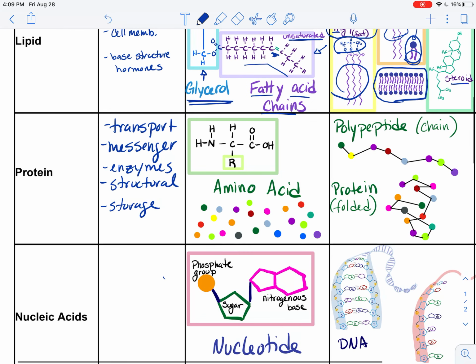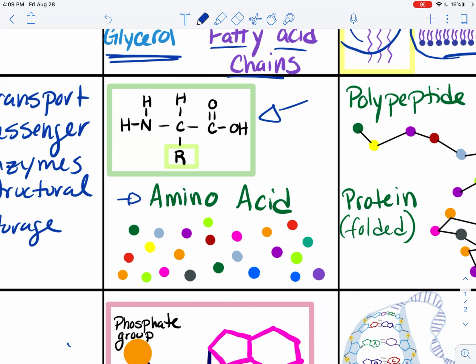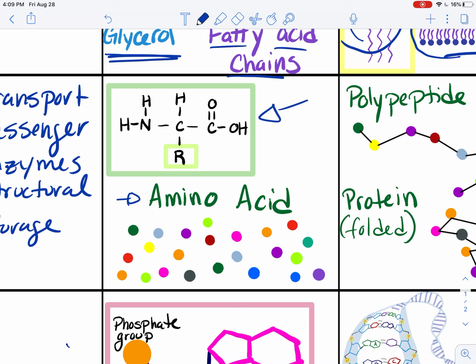Now for proteins, all proteins are made up of things called amino acids. Amino acids are the building blocks of proteins. Every amino acid has this general structure, the one I have boxed in green: nitrogens bonded to carbons, bonded to oxygens. Now, in the human body, there are about 20 different amino acids. What makes one amino acid different from another is this very special group right here called the R group.